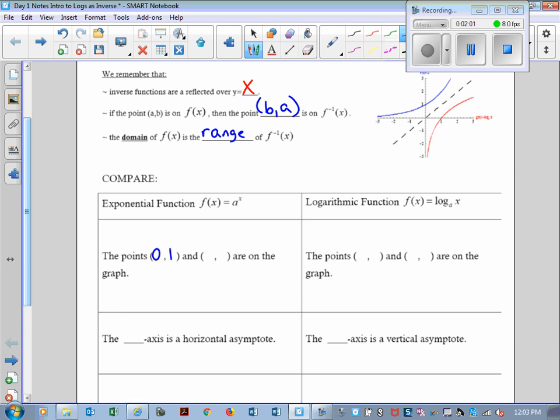The other point that you're going to show on every single graph is if x equals 1. If I plug 1 in for x, what is this going to simplify to? A. So you're always going to have the point (1, the base). Little review here. We know that A is the base, and x is the exponent.